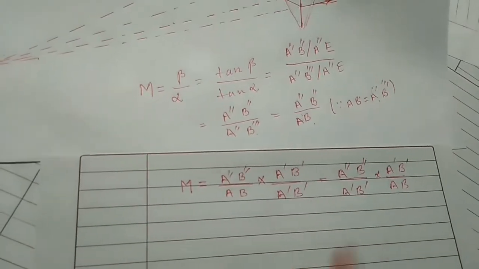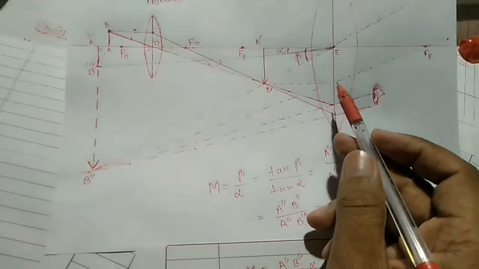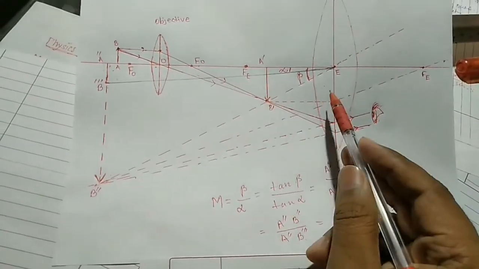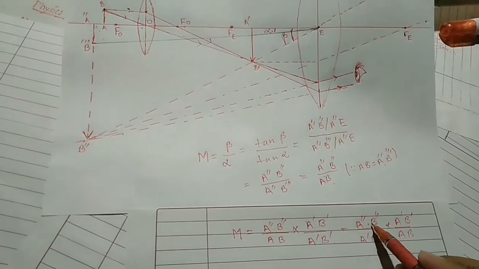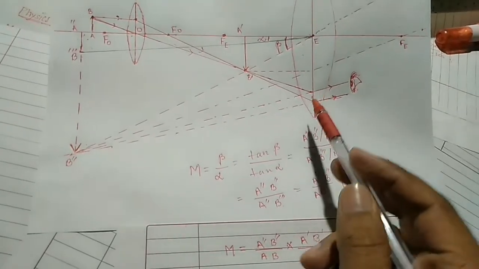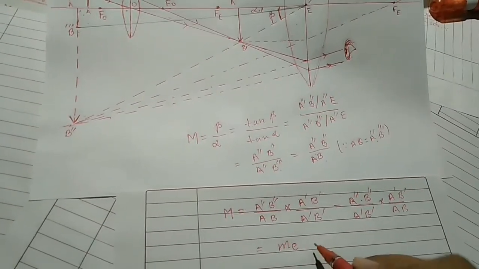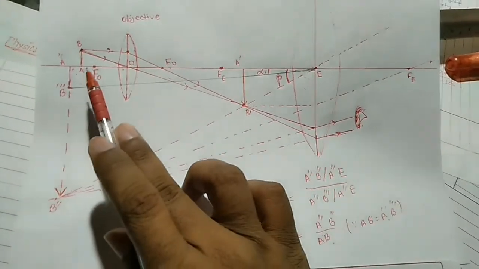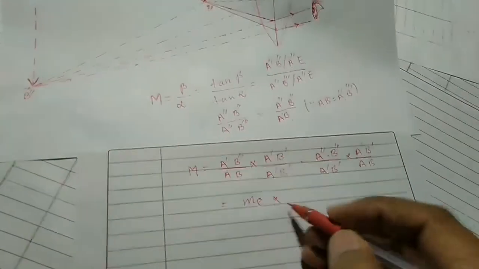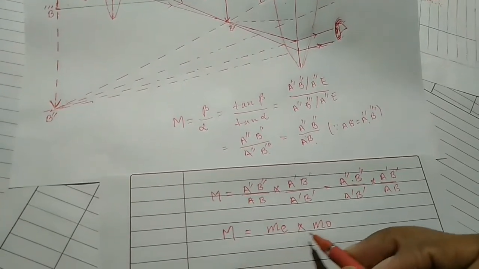So now something interesting. This A double dash B double dash is what? Image for this lens. And A dash B dash, this one, is the object for this lens. Means we are talking only about this lens. This is acting as an object for this lens and this is the image. So this is, you can say, the image upon object. And do you remember what is called the ratio of height of image to the height of object? The linear magnification. But this linear magnification for which lens? The eyepiece. To separate the name, I'm writing here M with subscript E, into A dash B dash upon AB. A dash B dash is the image for this lens and AB is the object for this lens. Means again image upon object for the objective. So we can write here MO. This is the magnifying power, which is the product of the linear magnification of eyepiece and objective both.